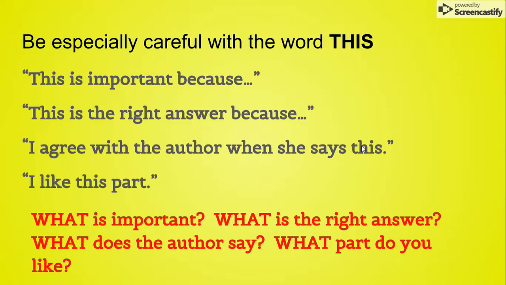You might say something like, instead of this is important, you could say, the relationship between Mom and Joe is important because, or the quote spoken by Father Stephen in the fourth chapter is important because, or the events leading up to the fire are important because. But don't just say this is, because what in the world is this? I just don't know.